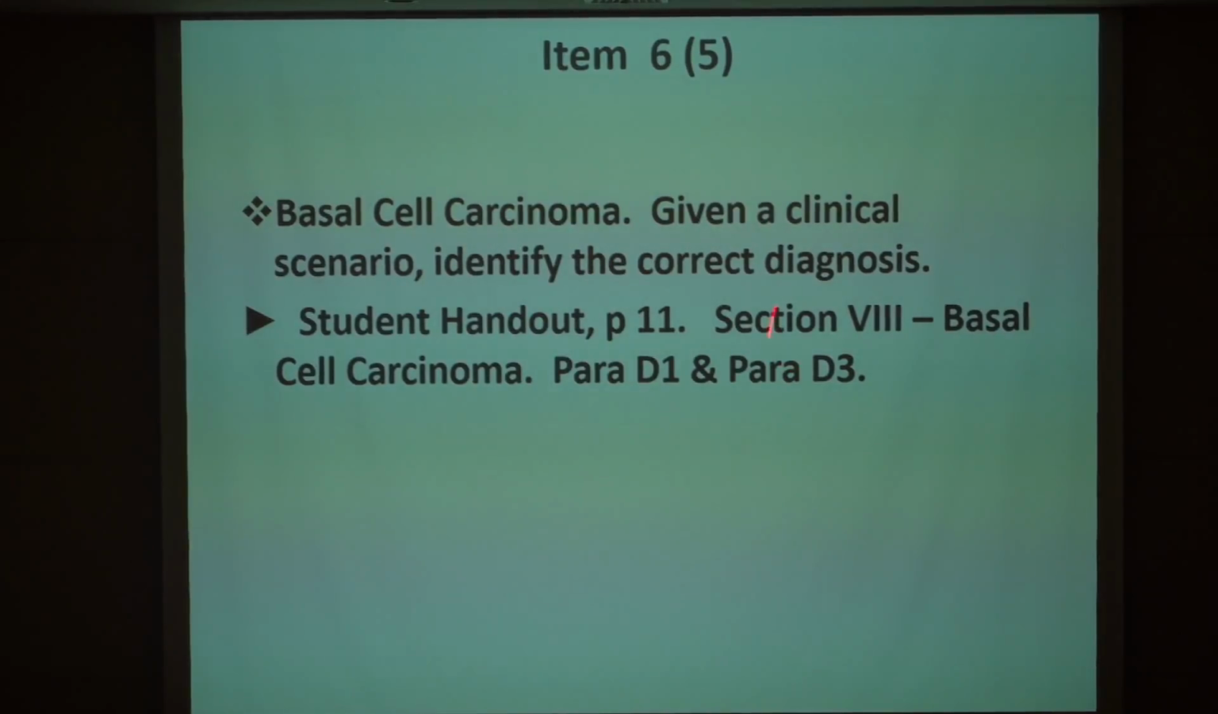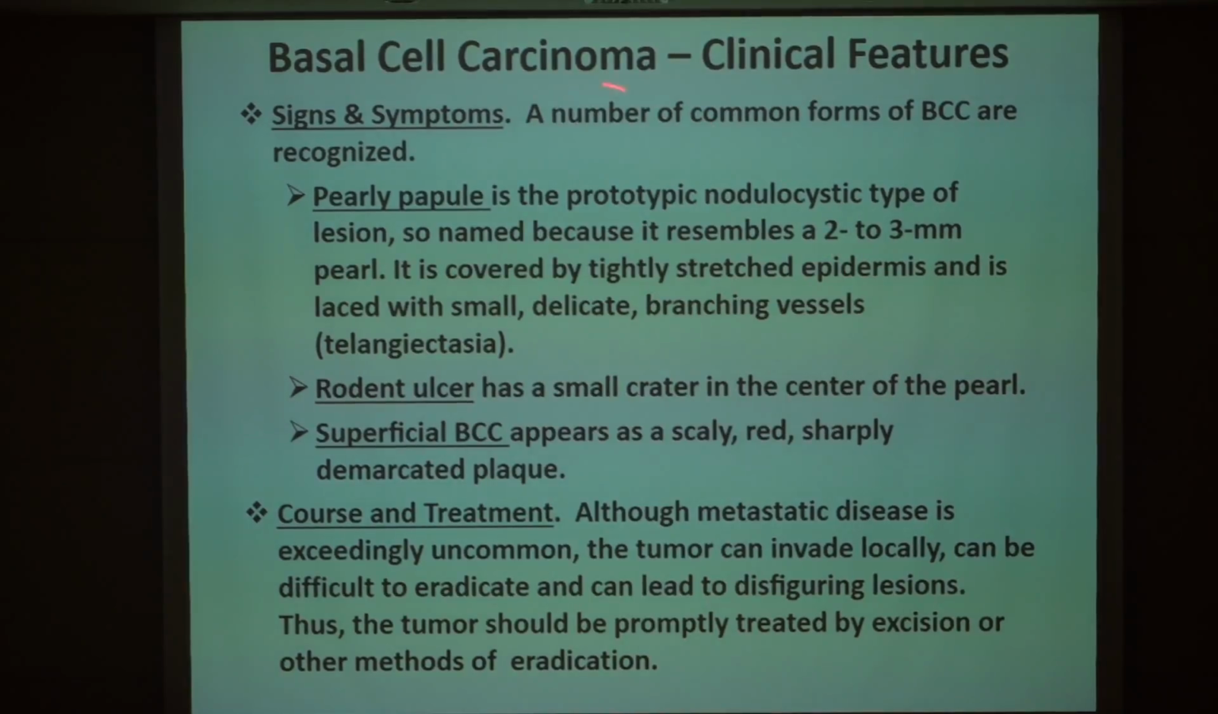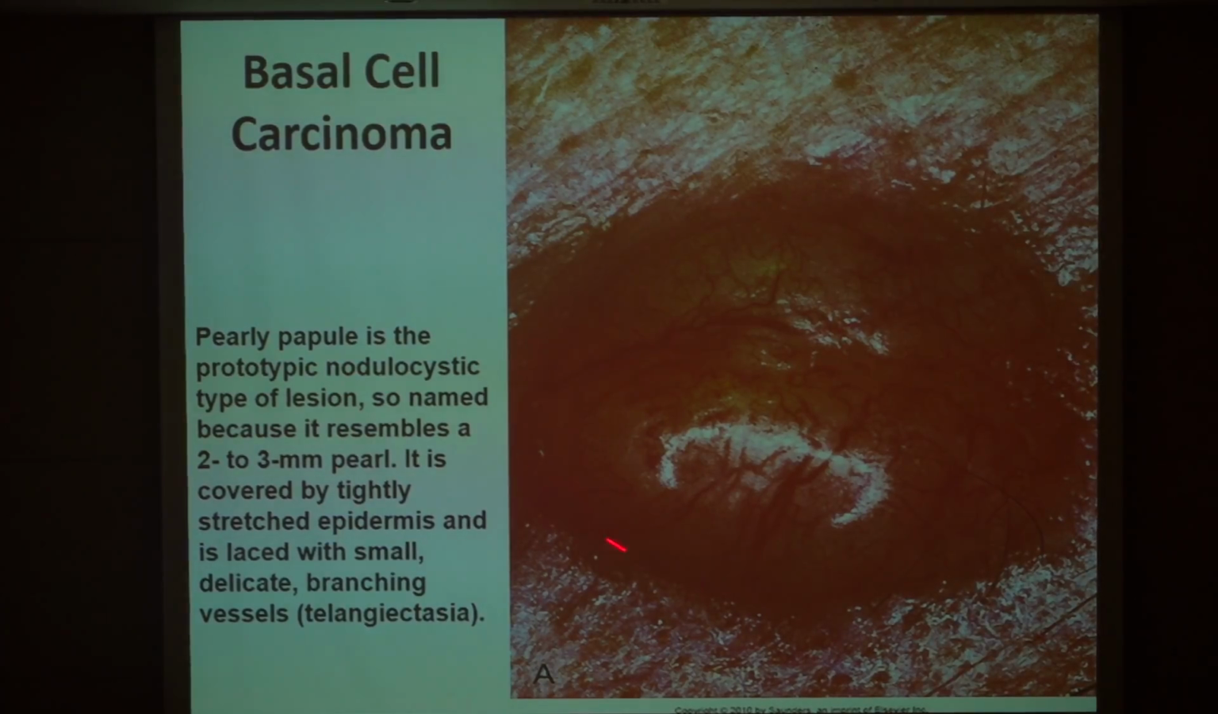Item 6, which is the one that was labeled 5 in your notes, and was added to item 6. Basal cell carcinoma, you'll be given a clinical scenario, and you'll be given a description of a curly papule, which is a prototypic nodulocystic lesion, because it resembles a 2 to 3 millimeter pearl. It is covered by tightly stretched epidermis and laced with small, delicate branching vessels known as telangiectasia. And this basically is the presentation of what I just described.